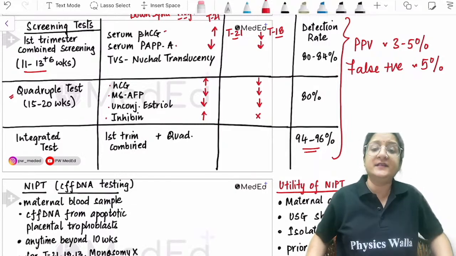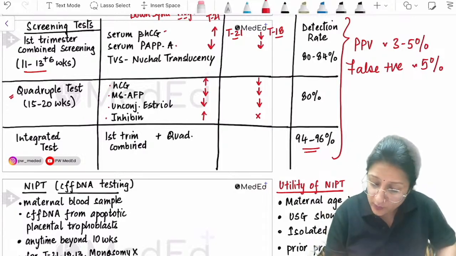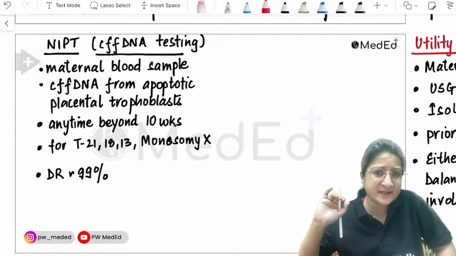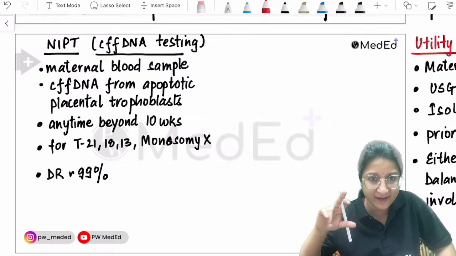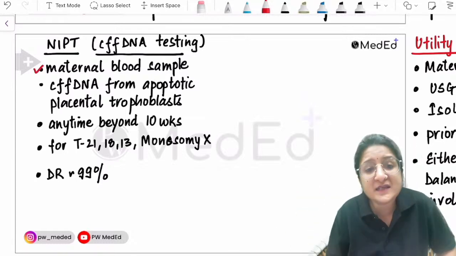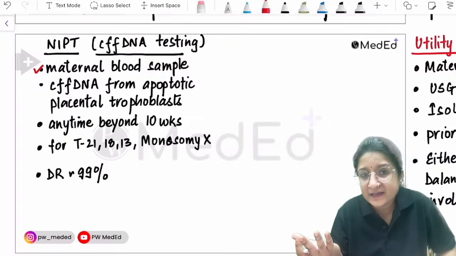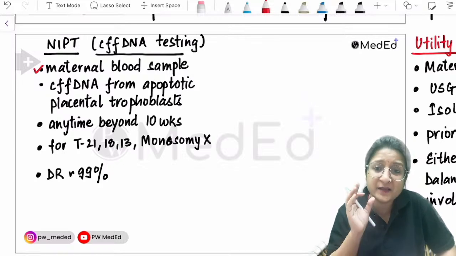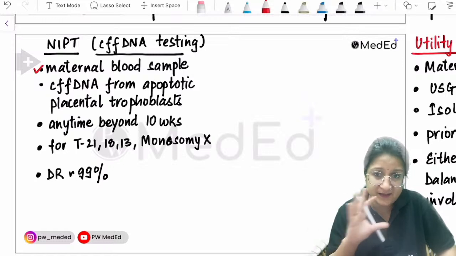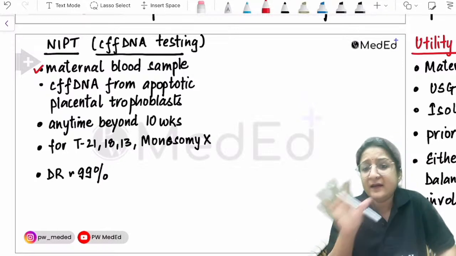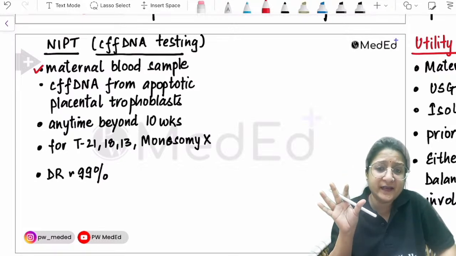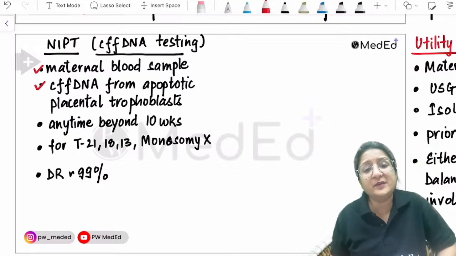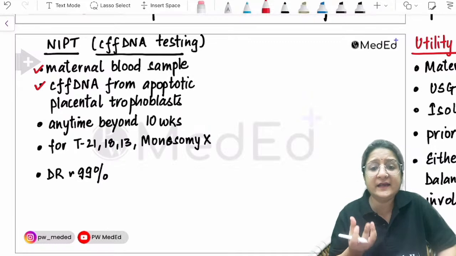They're asking a lot of questions in INICET over the past couple of years about aneuploidy screening, because a lot of us have started doing it as routine practice. So NIPT is non-invasive prenatal testing, cell-free fetal DNA testing. We take the maternal blood sample. In it, there is cell-free fetal DNA in circulation, which comes from the apoptotic or dying placental trophoblasts. This trophoblast in the placenta is in direct contact with the maternal blood in the intervillous spaces, so apoptotic trophoblasts release cell-free fetal DNA into the maternal systemic circulation, and there are now techniques by which we can extract it. That fetal DNA can be used for testing.